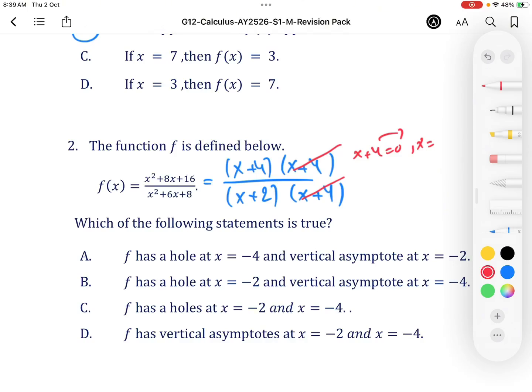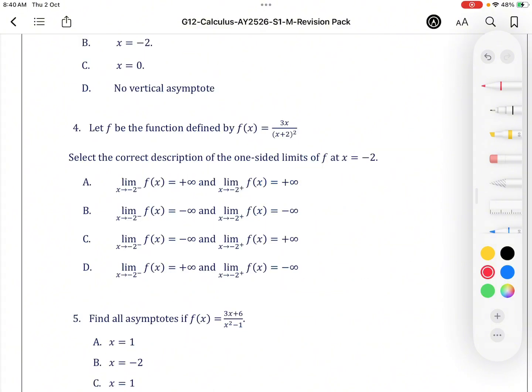Question number 4. 3x divided by x plus 2 all to the power of 2. So it's about finding the limit when x approaches -2 from the left. As we know, if we replace x by -2, it's going to be undefined or infinity.